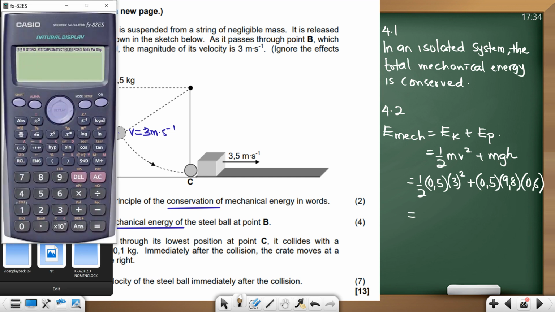All right, let's see. So it is half, 0,5, multiplied by 0,5 again, multiplied by 3 squared, plus 0,5 times 9,8 times 0,6. All right, 5,19. But why am I saying your answer is wrong? Okay, Aline, how is it wrong?